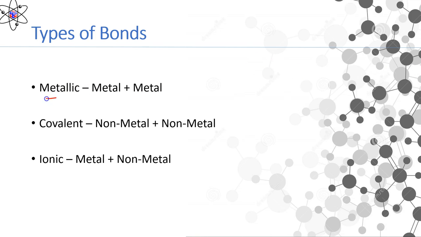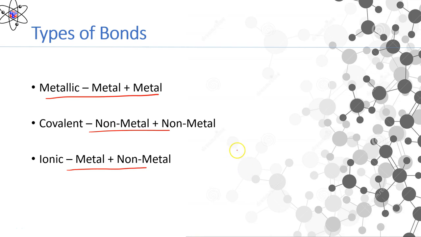So we have metallic bonds, which are always between two metals. Okay, in any piece of metal you have metallic bonding. Okay, it's the only type of bonding that we see in a pure metal substance. We have covalent bonding, which is a non-metal to non-metal interaction, and we have ionic bonding, which is between a metal and a non-metal.